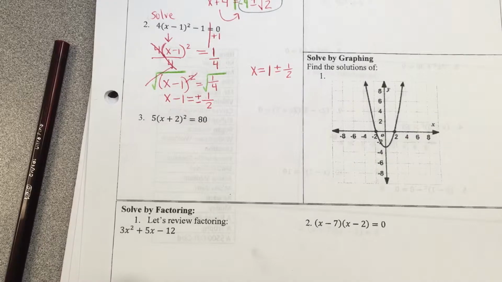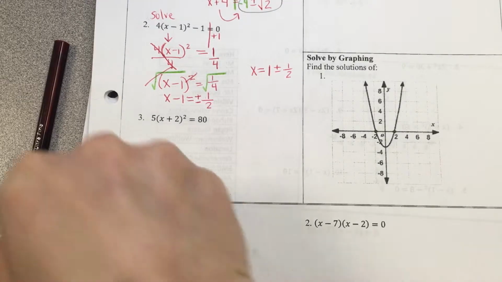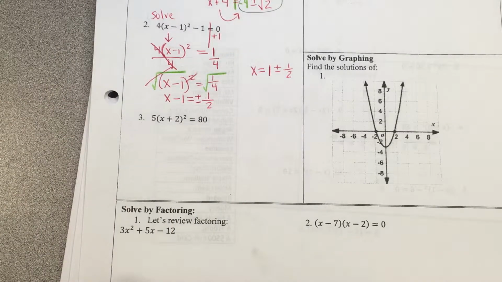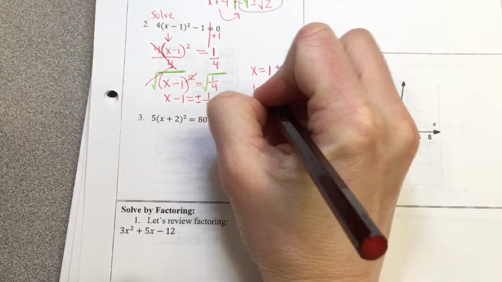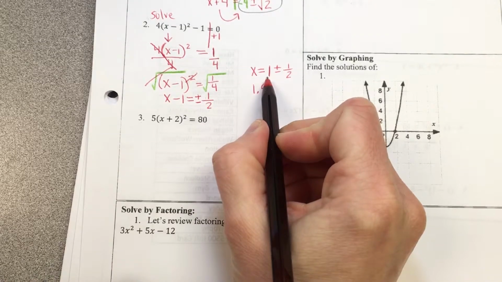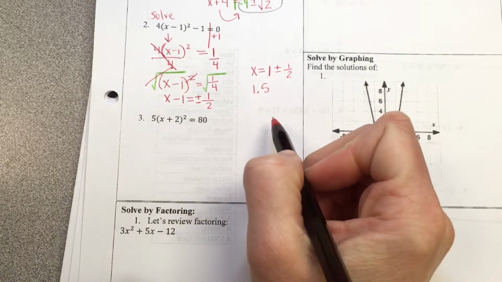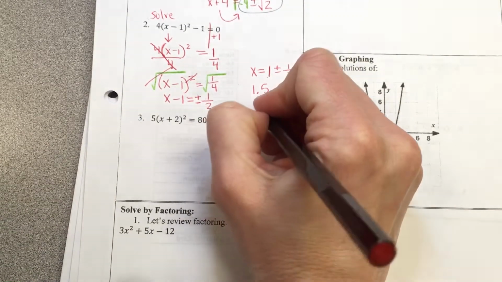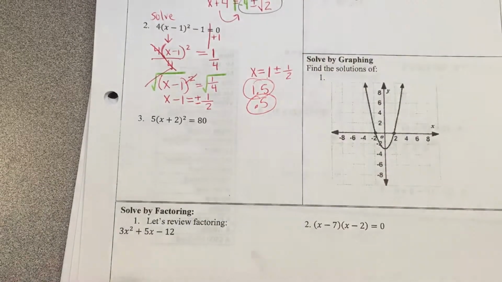So you do 1 plus 1/2, and you can use your calculator. 1 plus 1/2, 1.5, okay? And then you have to do 1 minus 1/2, 0.5, okay? So those are your two answers to that one, okay?